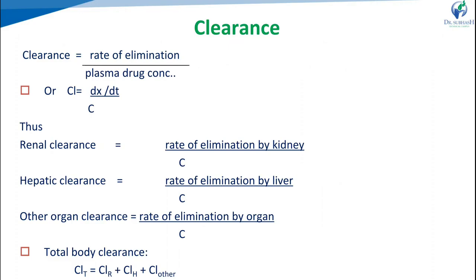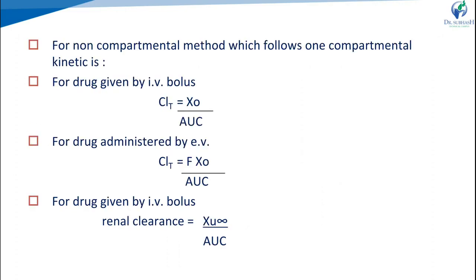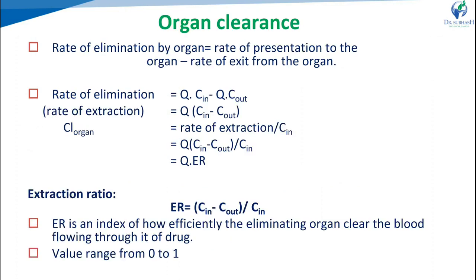by plasma drug concentration. Total body clearance, also called total systemic clearance, is calculated as the summation of renal clearance plus hepatic clearance plus other clearance. Then we have to find out the total body clearance. For the non-compartmental methods, for one compartment kinetics, if we give an IV bolus, clearance is equal to X0 upon AUC. For extravascular administration, we can find clearance with F X0 upon AUC. So that is the clearance part.